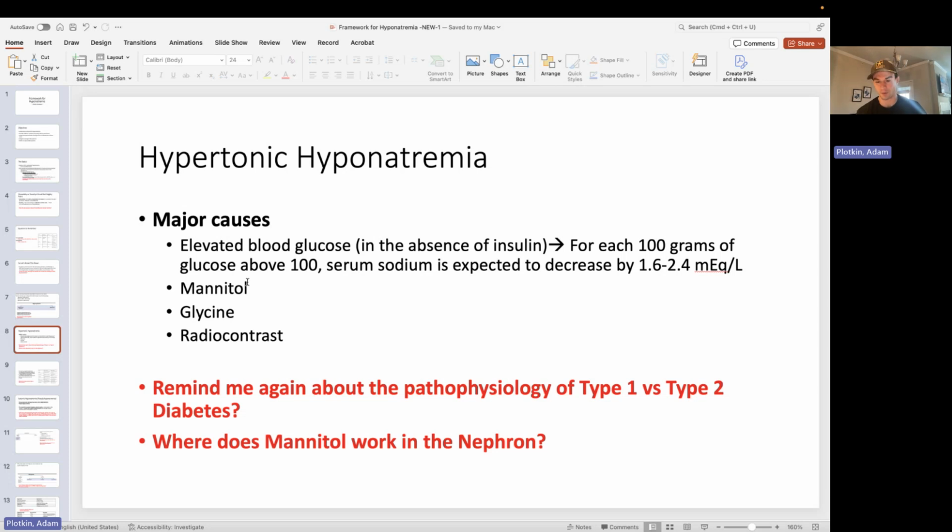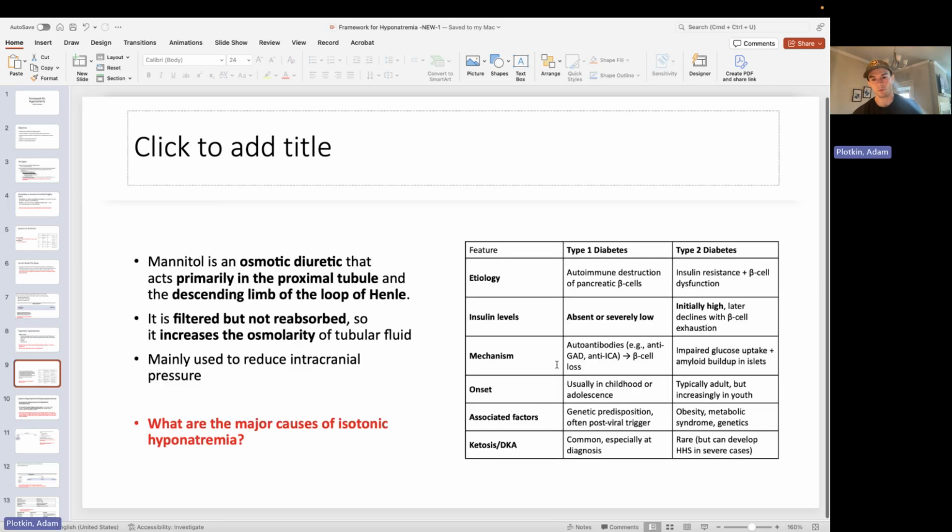So remind me again about the pathophysiology of type 1 versus type 2 diabetes. Think about that for a second. Remember, type 1 diabetes is going to be the autoimmune destruction of your pancreatic beta cells. Type 2 is going to be insulin resistance due to beta cell dysfunction. Insulin resistance usually stems from some sort of destruction or abnormality in the insulin receptors. Remember, those are tyrosine kinases. They need insulin to bind. They will cross-dimerize and then send intracellular signaling.